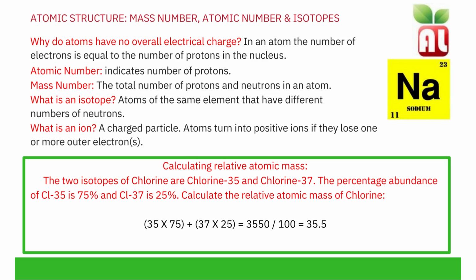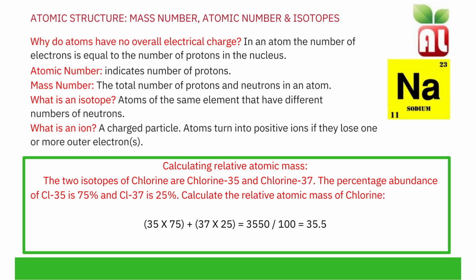Mass number, atomic number, and isotopes. Atoms have no overall electrical charge, as in an atom the number of electrons is equal to the number of protons. The charge of electrons is -1 and the charge of a proton is +1. Therefore, the equal number of these particles and the opposite charges will cancel out.